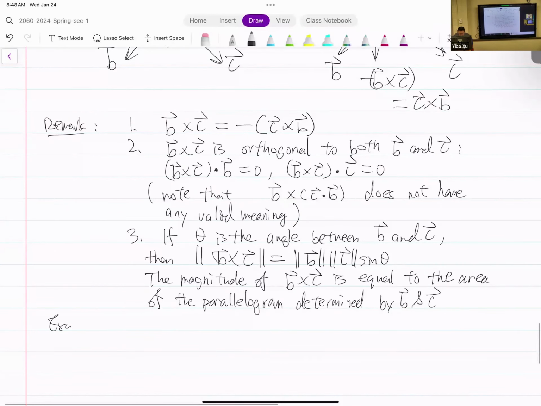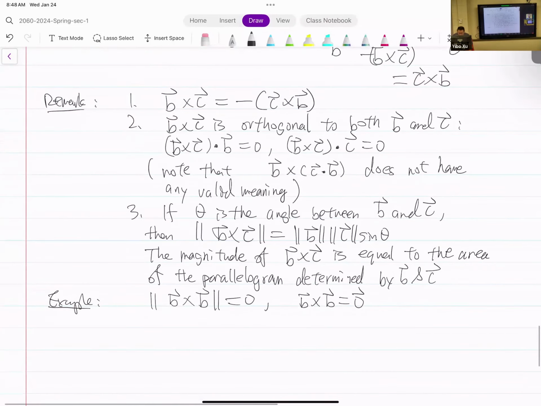Examples. What do you think about the magnitude of B cross B itself? If you have a vector crossing with itself, does it form a valid parallelogram that has an area? It does not, right? They're the same thing, so you're just drawing along the same ray. So it's a zero. That tells you that you have a vector which has a magnitude of zero, right? So that tells you B cross B is the zero vector.